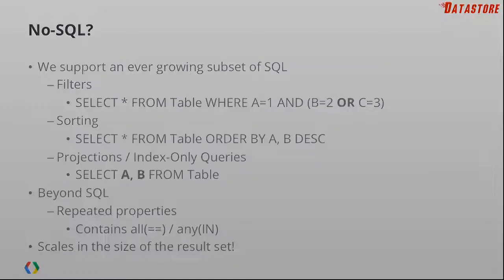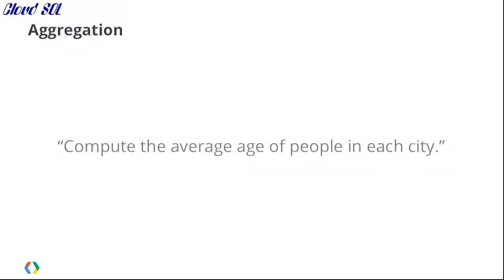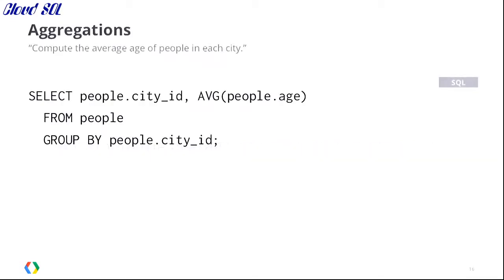I don't know. I mean, Cloud SQL, we support all of those SQL queries that you just talked about, and then some. We can do things more powerful, like aggregations. So let's say that you want to compute the average age of people living in each city. In Cloud SQL, it's as simple as this. All you have to do is select the average age and group by city.